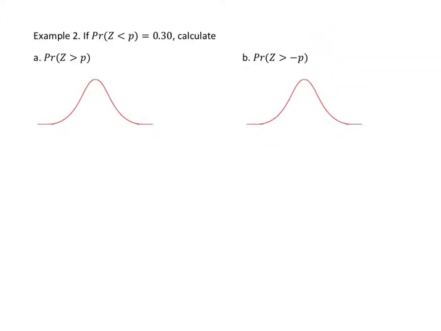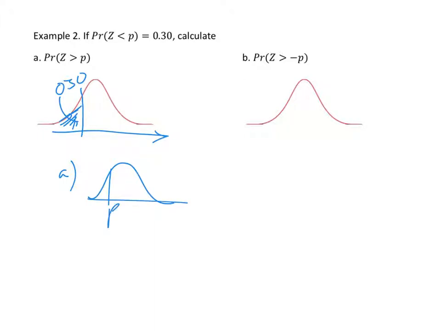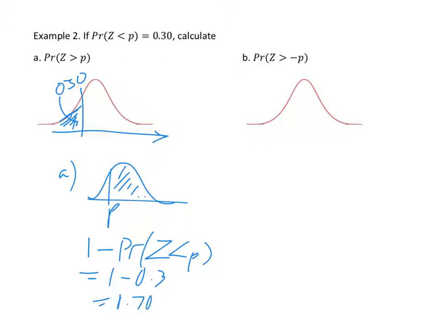Now this one is a question asking you to use symmetry properties. It's telling you that the probability that z is less than p is 0.3. That's a clue to know that the p value is actually less than the mean of 0. So that is our given information, that's 0.30 there. A, the probability that z is greater than p is this number here. So it's 1 minus the probability that z is less than p, which is 1 minus 0.3, which is 0.70. You want to keep your significant figures.